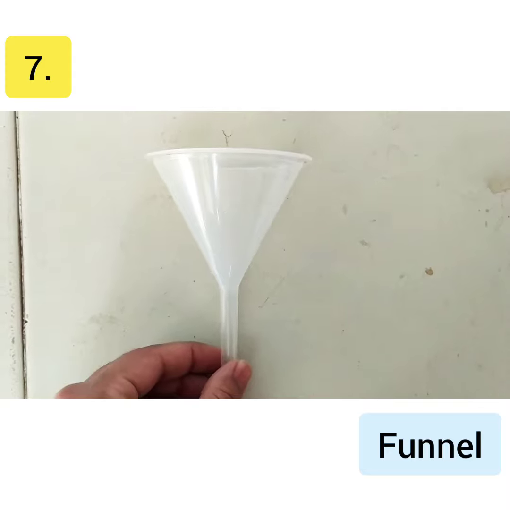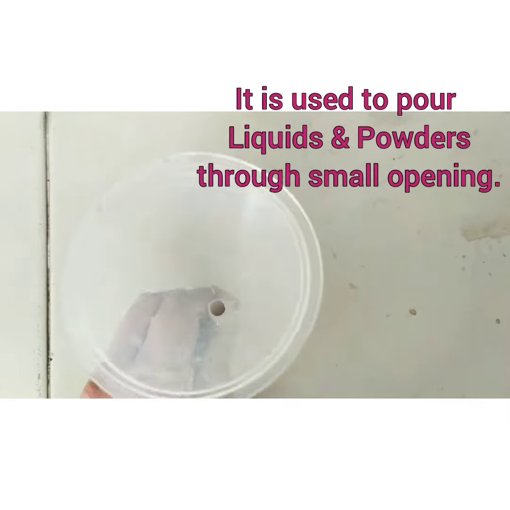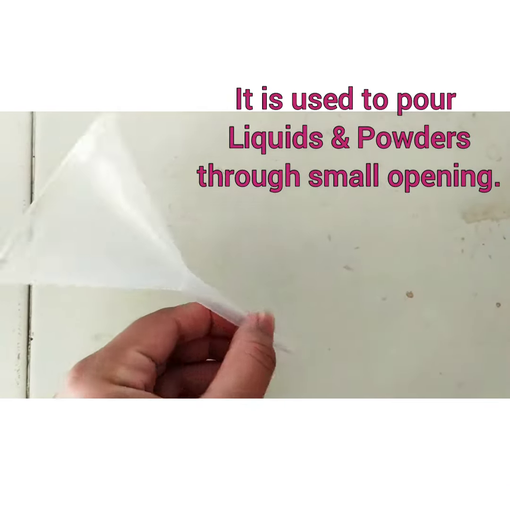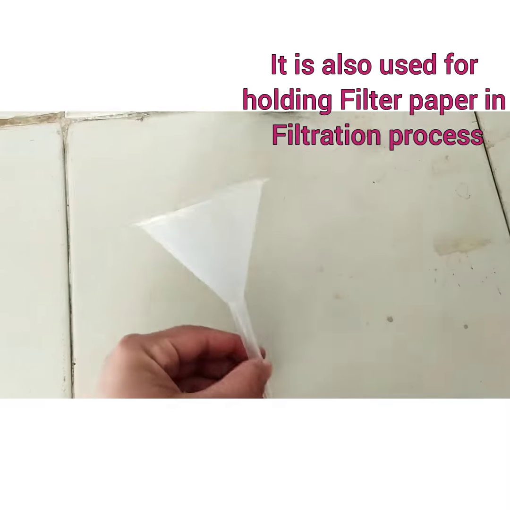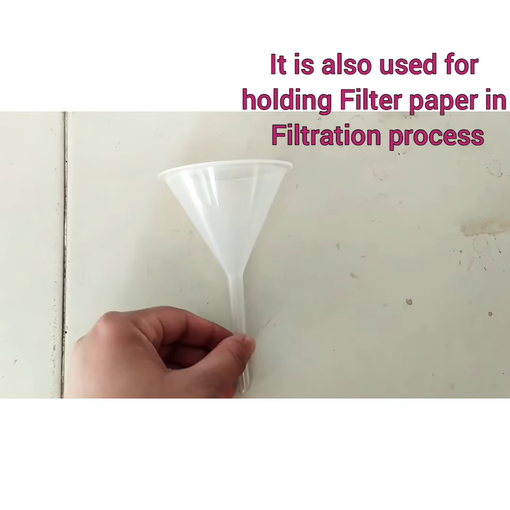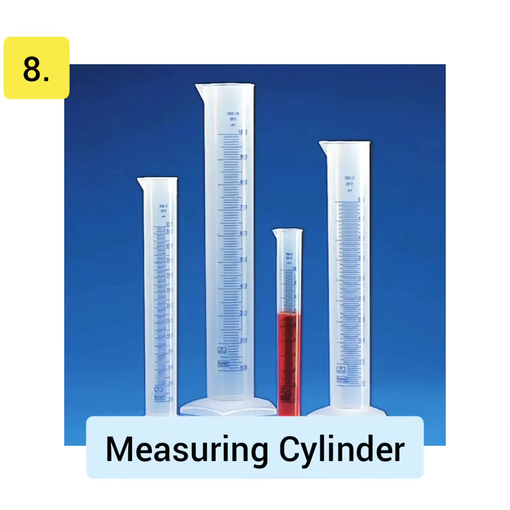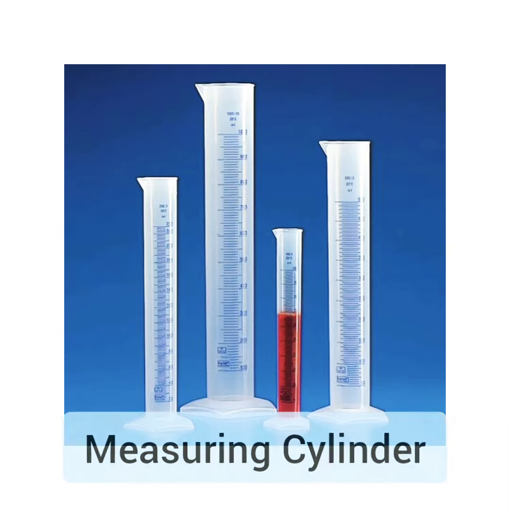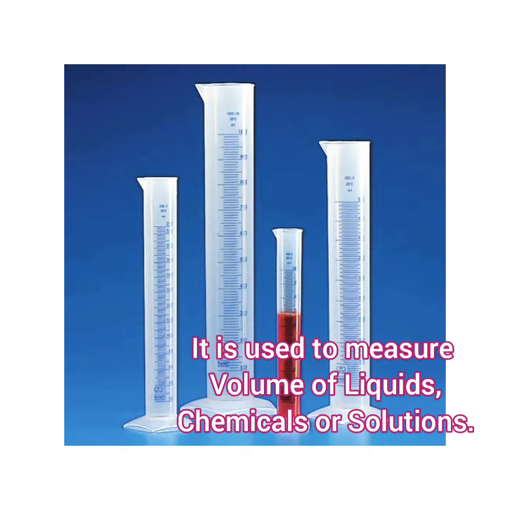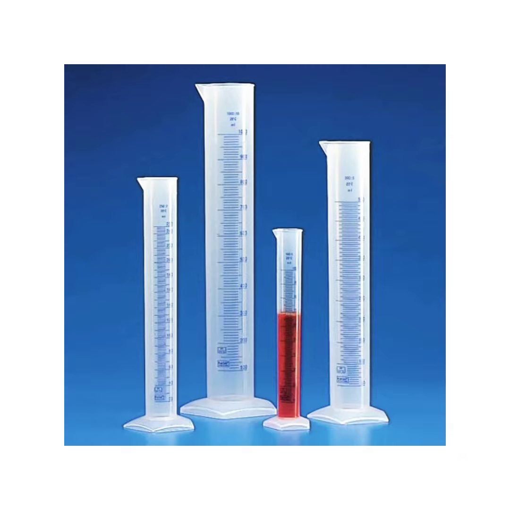Number 7. Funnel. It is used to pour liquids and powders through small opening. It is also used for holding filter paper in filtration process. Number 8. Measuring cylinder. It is used to measure volume of liquids, chemicals or solutions.